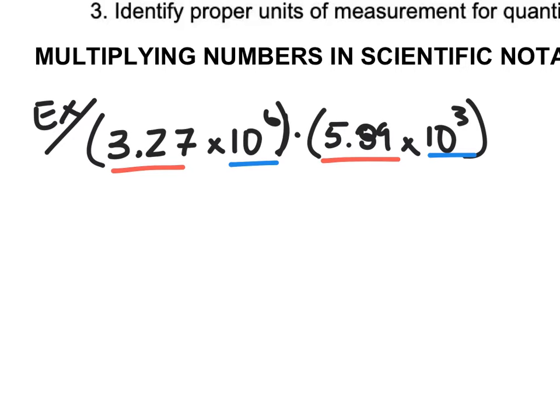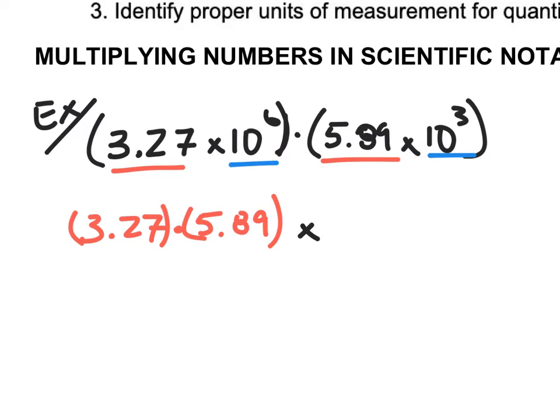So let's multiply 3.27. Let's write this down. I'm going to do 3.27 times 5.89, okay? And I can put this in parentheses. Parentheses are your friend. When I use parentheses to show that quantity, and if they're next to each other, that means I'm multiplying those two quantities, okay? And then I'm multiplying this, so times, then let's do 10 to the 6th times 10 to the 3rd.